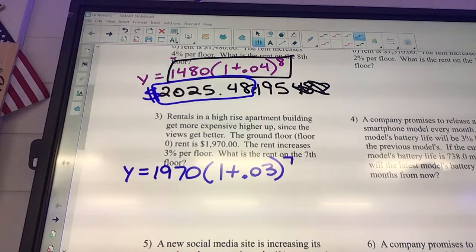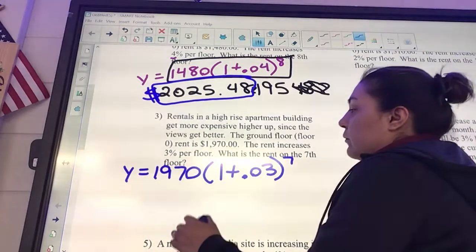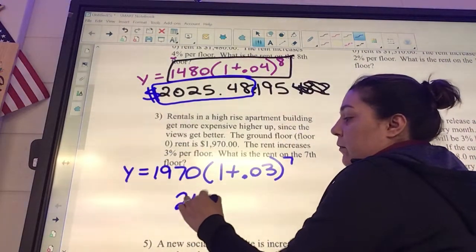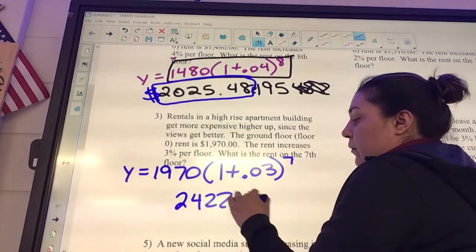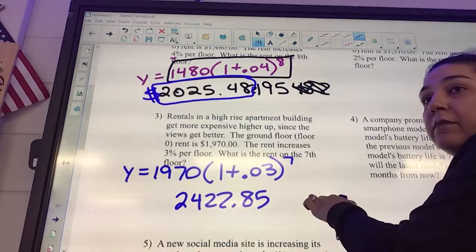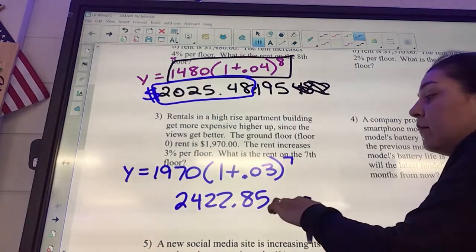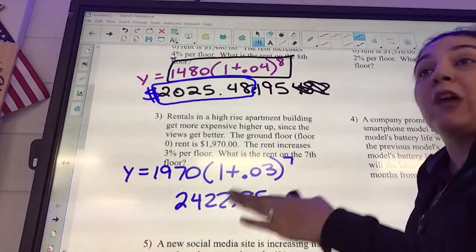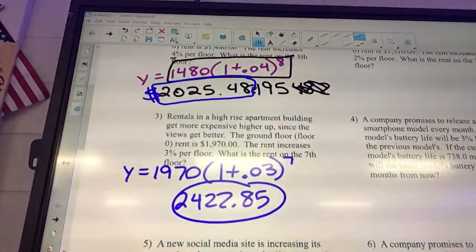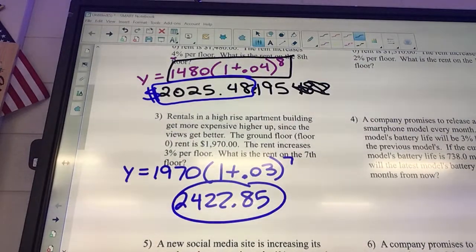Where's that little sign at? The little button on the calculator? Hold on, what is it? 2422.85. Okay, is that what it says on the calculator? 8.5 and then... 1.5. I just want to make sure you didn't round. Yeah, that's what it says. Okay. So make sure you didn't cut off and round up or something.